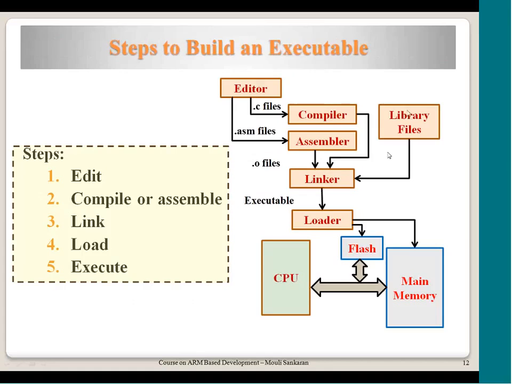There may be library files provided by the processor vendor or the tool vendor, and then the output is loaded into the particular memory, either flash or RAM. Then the CPU starts and it starts executing this code. Now, this is the order. Then let us see what these individual tools do to make our executable run.